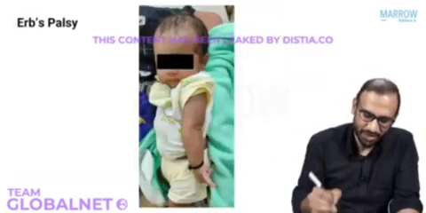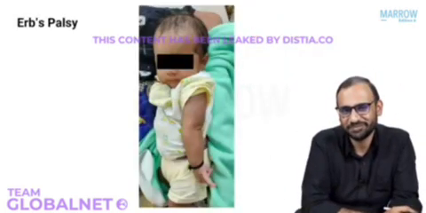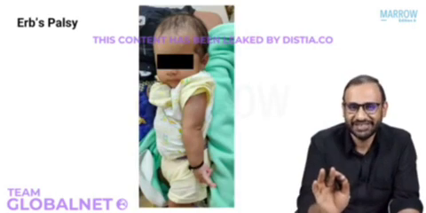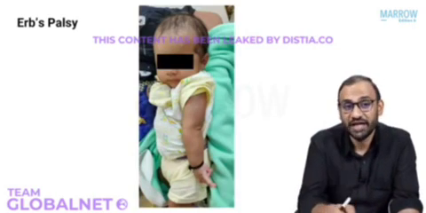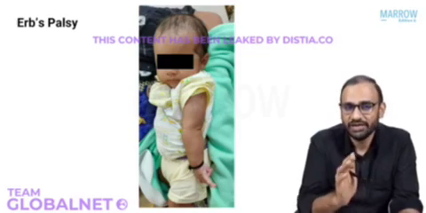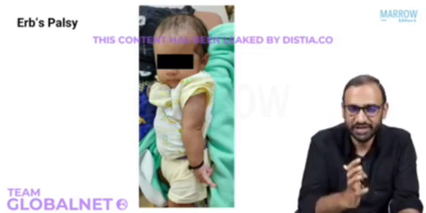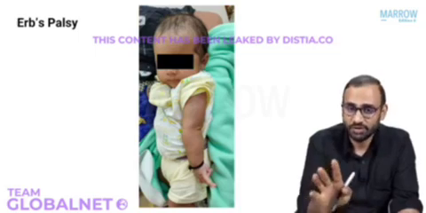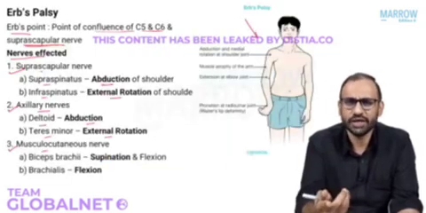And this is a baby born with Erb's palsy. How simple and logical and beautiful it is, isn't it? If you know your anatomy, nerve injuries are a walk in the park. Otherwise, you will keep struggling again and again. Right? Okay? So simple. Now the question remains, how do you get Erb's palsy?